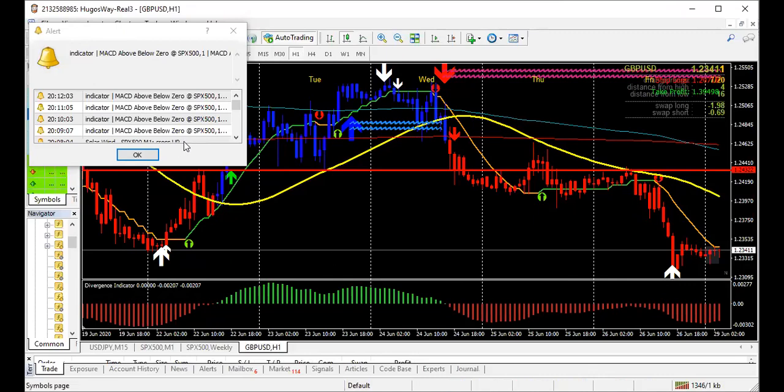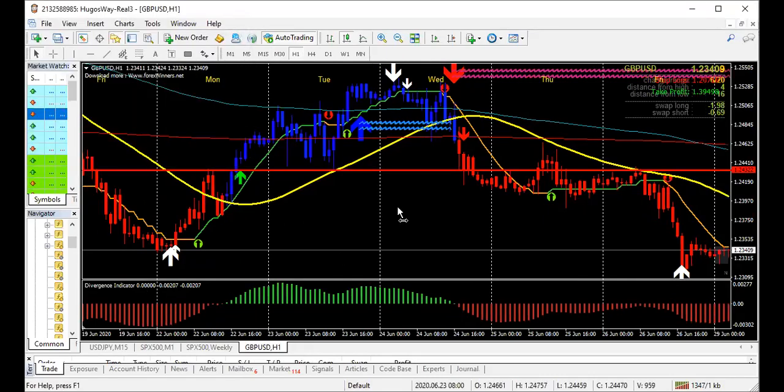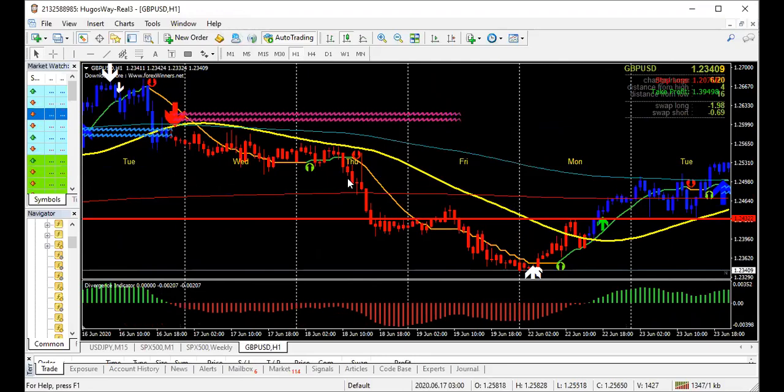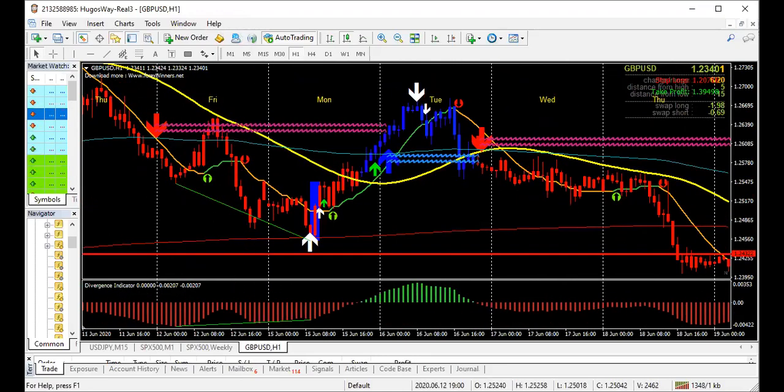So that's mainly how to utilize the system. One more thing that we do have in the system, an added piece that you can utilize, is our divergence indicator.